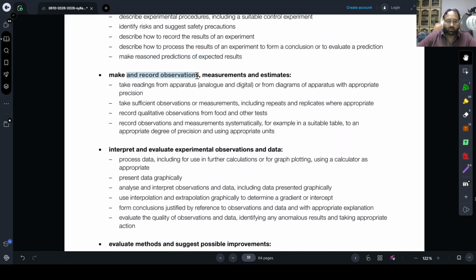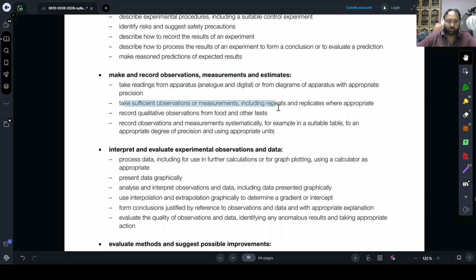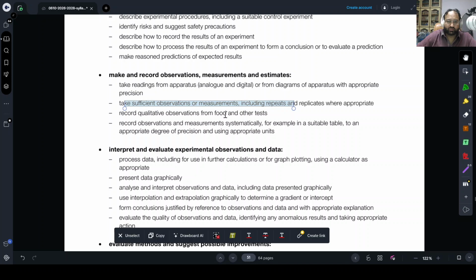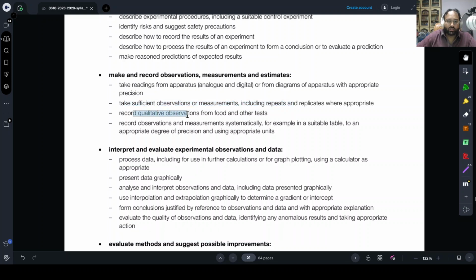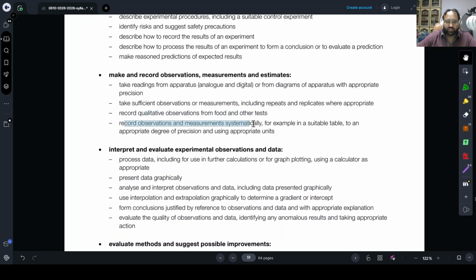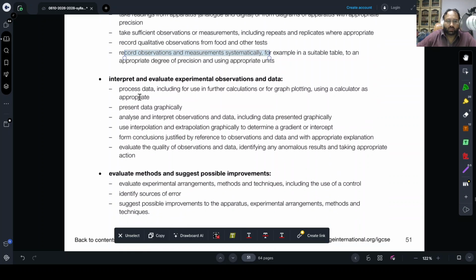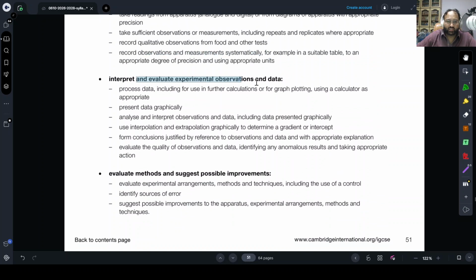Then make and record observations, measurements, and estimates. So take readings from apparatus, take sufficient observations or measurements, including repeats and replicates. Record qualitative observations from food tests, so maybe a color change, maybe something like that, qualitative. Record observations and measurements systematically in a table, maybe drawing a graph. Right? Interpret and evaluate experimental observations.